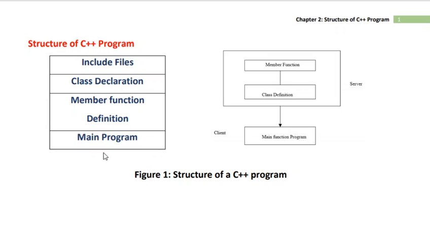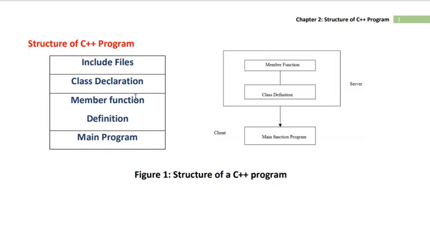So in today's class, we are going to discuss the structure of a C++ program. Now, I guess all of you have been through the structure of a very simple C program during your programming classes. This particular structure is a very simple refinement on the structure of a C program, taking into consideration the essential features of the C++ programming model.